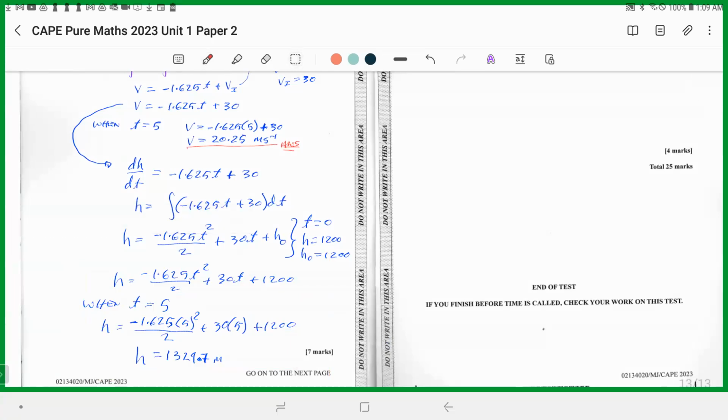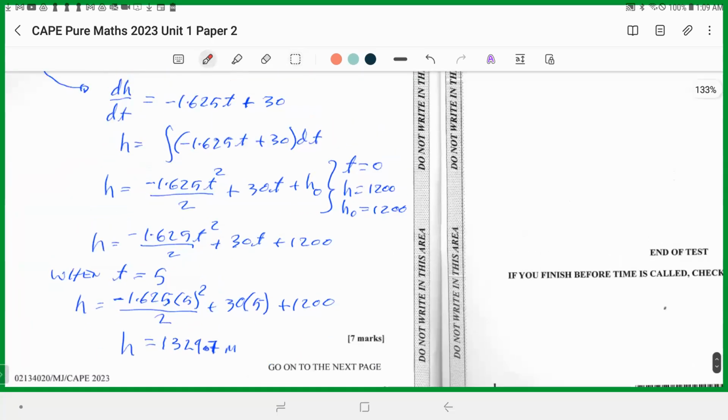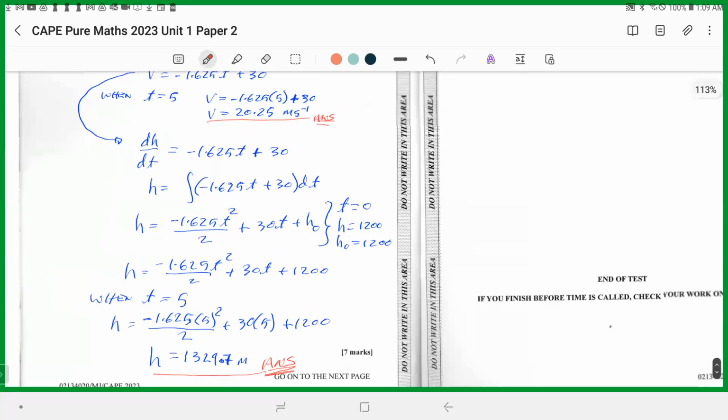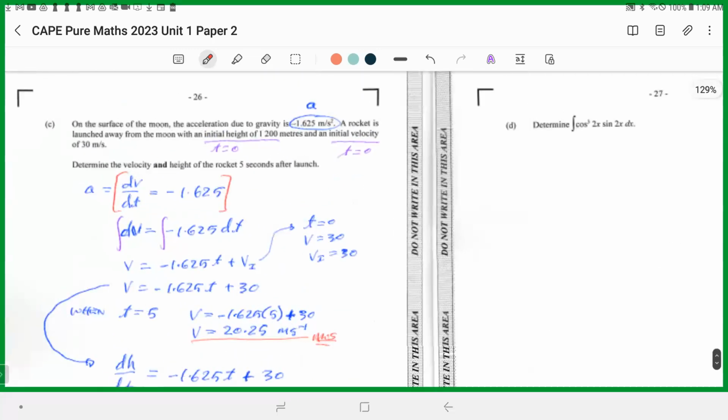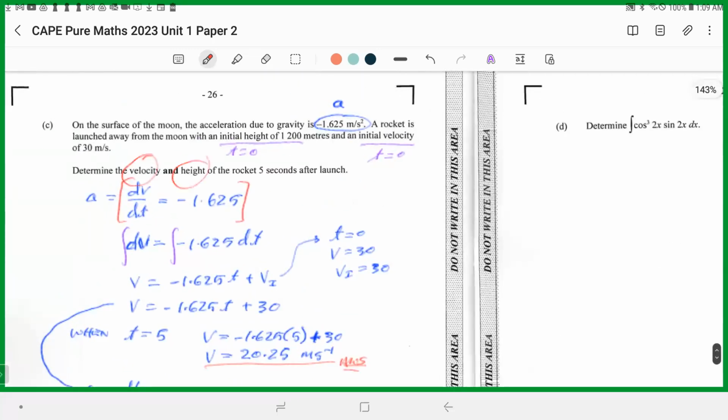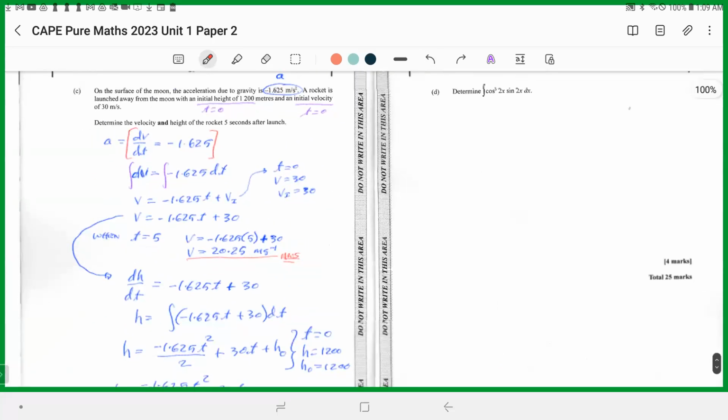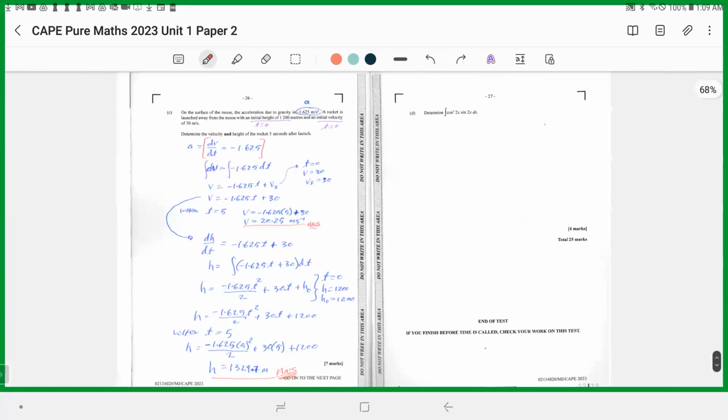So this becomes the answer for the height. We just had to calculate the velocity and the height of the rocket. That's that. Nice question.